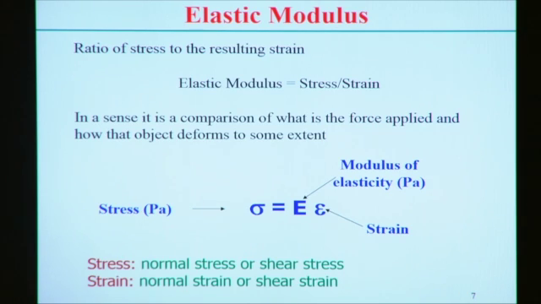Since strain is dimensionless, the unit of stress is equal to the unit of the modulus of elasticity. So both the modulus of elasticity and stress have the same unit. But when we produce the stress, whether it is normal stress or shear stress, and the strain, whether it is normal strain or shear strain, accordingly we can define different elastic moduli, and that is limited to within the elastic limit.